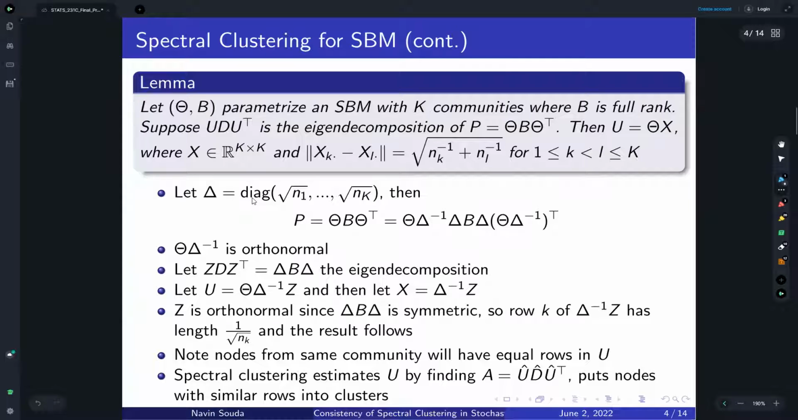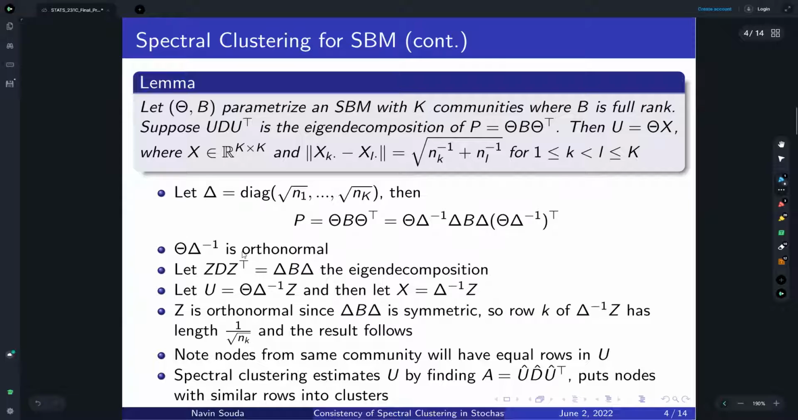So to see that this is the case, we can go through this proof. It's not too long. First we define a matrix delta, a diagonal matrix with the square root of the community sizes on the diagonal. So the kth row has its diagonal element as square root of n_k. And then we can add a delta inverse times delta into our equation for P equals theta B theta transpose. So we're left with something like this.